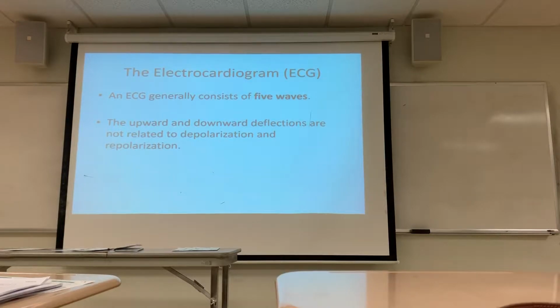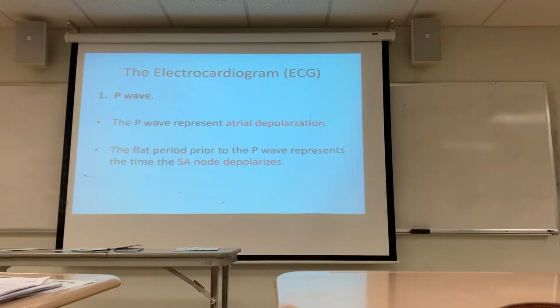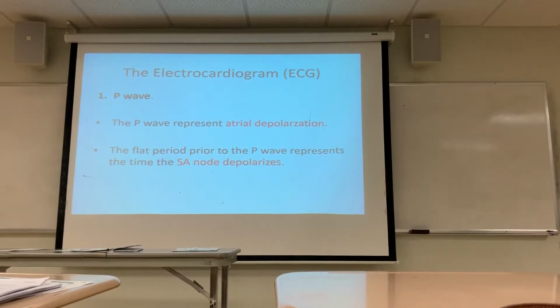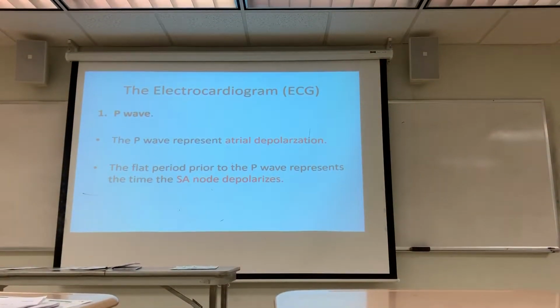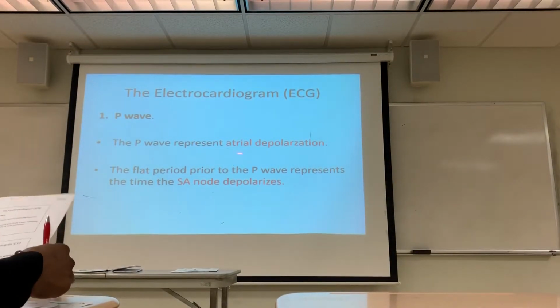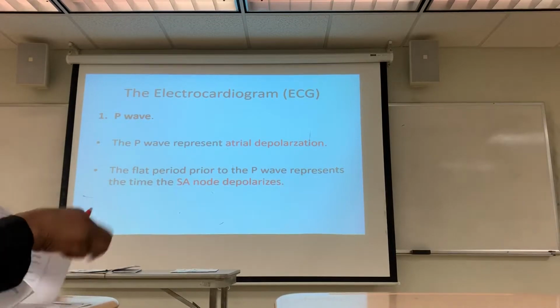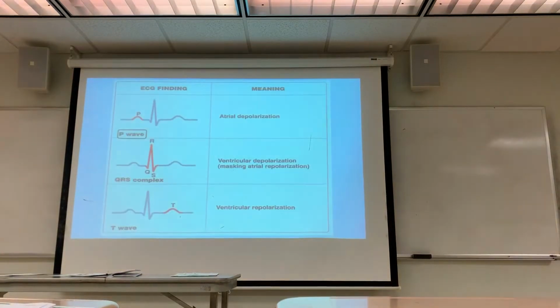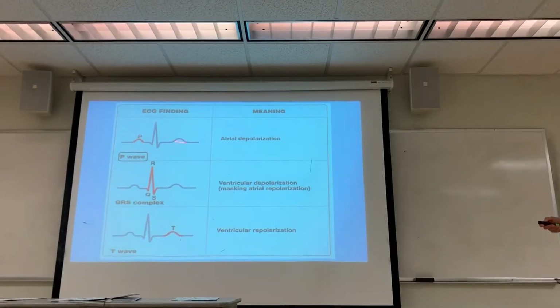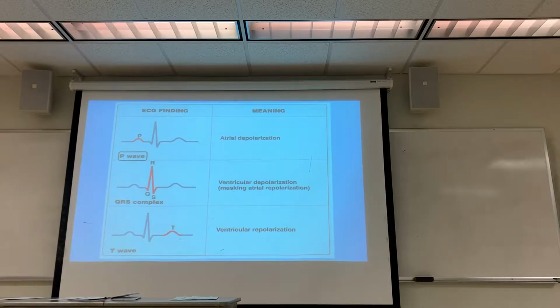An electrocardiogram, EKG or ECG, has really five waves, and it's a measurement of the deflection of these electric waves. One is the P wave. Please note the red one; red is the key word for the meaning of the P wave. It represents atrial depolarization, the time when the SA node, your pacemaker, depolarizes. If you look here, that's the P, that's atrial depolarization.